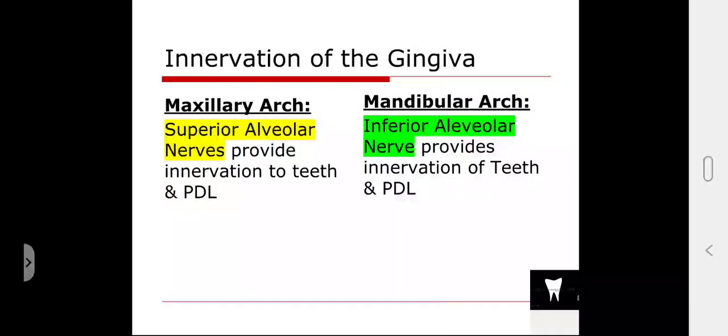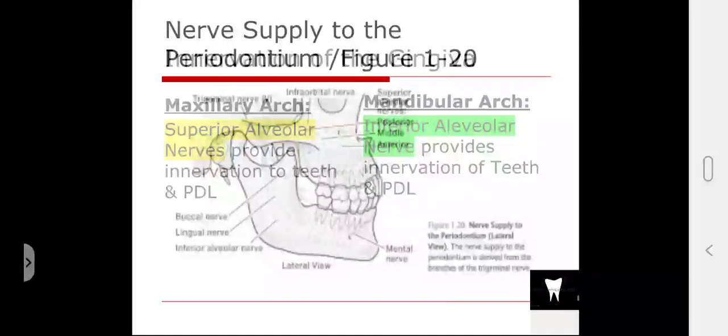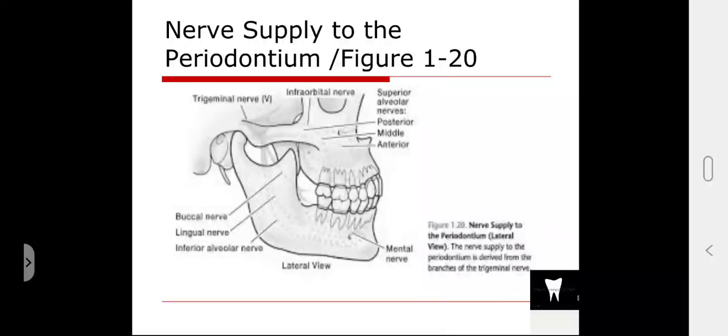Innervation of the gingiva, the maxillary arch, the superior alveolar nerves provide innervation to the teeth in the PDL. On the mandibular arch, it's the inferior alveolar nerve that provides innervation of the teeth in the PDL. So this is just a nice little diagram of the nerve supply of the periodontium.